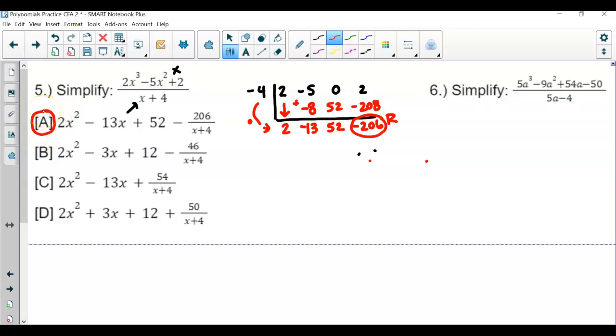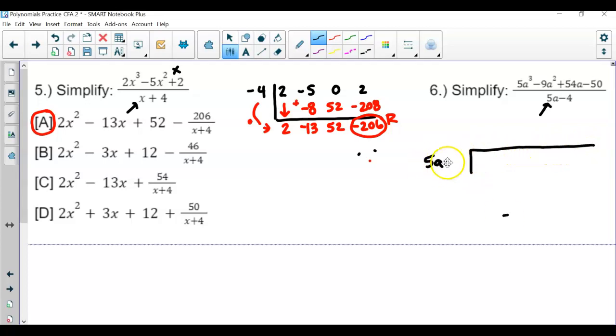let's just double check. I've got coefficients of 2, -13, plus 52 minus that remainder of 206 over x plus 4. So that's why the answer was A. Question number 6. Now notice here we're dividing by 5a minus 4. Well, because a has that coefficient of 5, we do have to do long division. So let's set up our long division here.